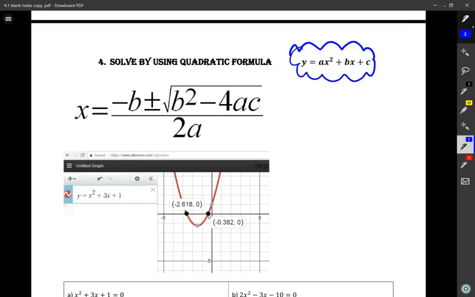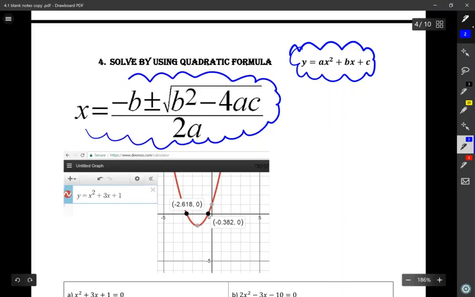The quadratic formula is x equals negative b plus or minus the square root of b squared minus 4ac, all over 2a. All you have to do is take your a, b, c values, plug them in, and then just be careful with your math when you're simplifying.